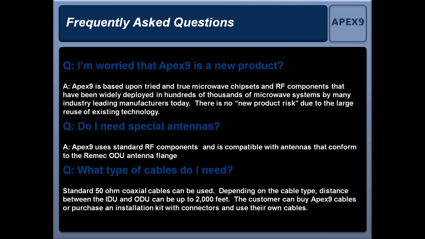Going on, people often ask, do I need special antennas or anything proprietary about the Apex 9 platform? We've designed it to use standard RF antenna components and antennas that conform with the REMIC ODU antenna flange, which is used by probably about 80 to 85% of the market today, and will work with our Apex 9 antennas. What we do recommend, though, is if you're going to use a separate antenna, please consult with our sales and technical and engineering resources so that there are no physical or mechanical problems to worry about.